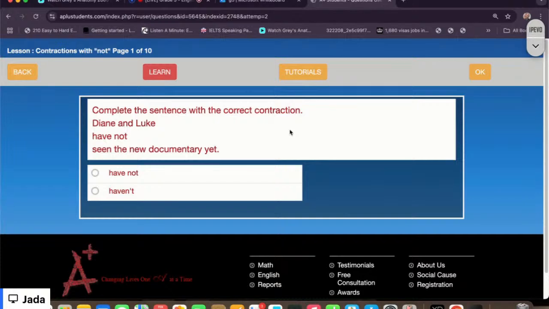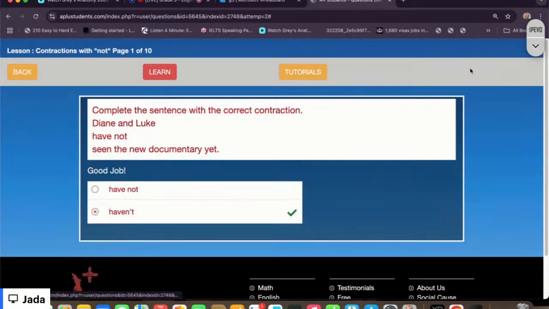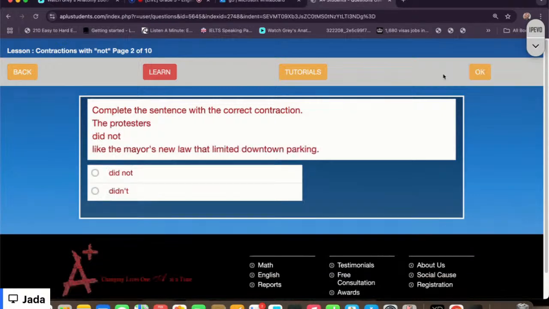So, what's the answer to this one? Haven't. Okay. The protesters did not like the mayor's new law that limited downtown parking. So, what's the right contraction to this one? So, option two.